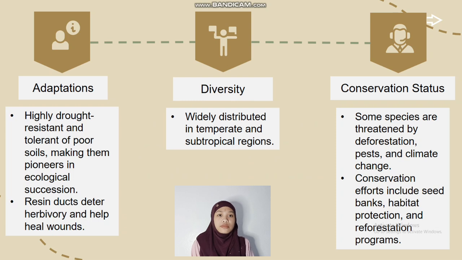Number 1, adaptations. Pinaceae trees are very good at surviving in harsh conditions. They can handle drought and grow in poor soil, which helps them take over areas where other plants can't grow. Their resin protects them from animals and helps heal wounds in their bark. Number 2, diversity. These trees are found all over the world, especially in areas with mild or cooler weather.